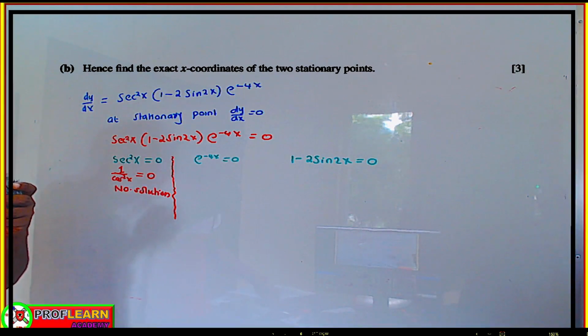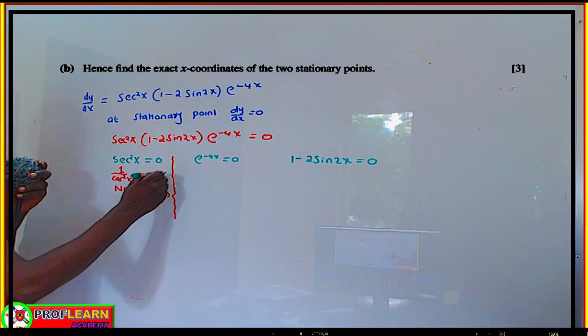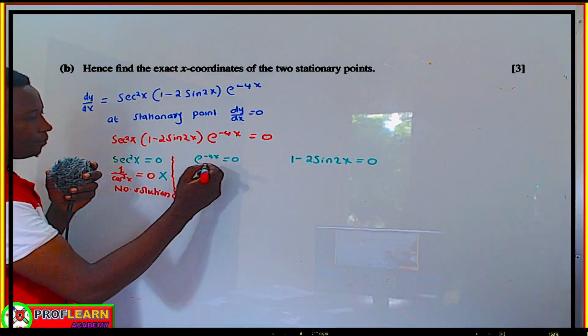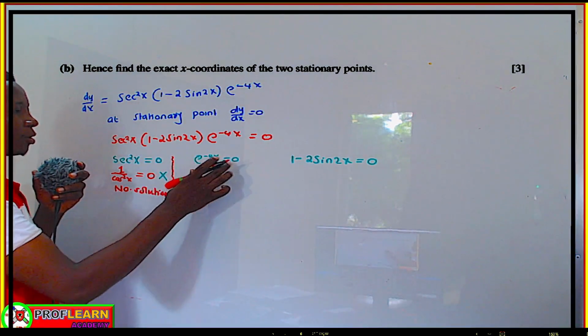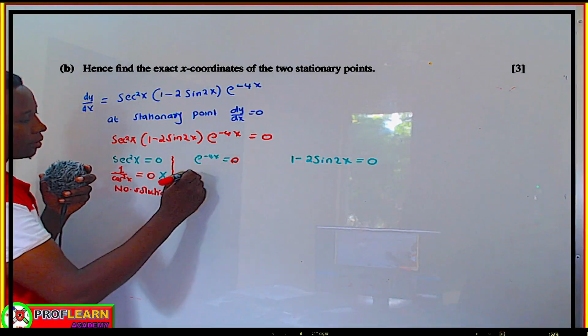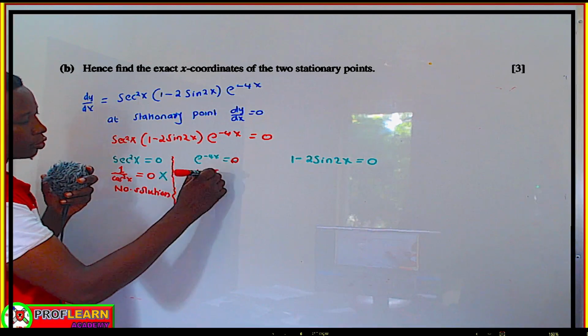So at this point, we can say we are not going to continue with that. And this one here, there's no number you can raise by an exponent in order to get 0 as well. So at this point also, we say no solution.